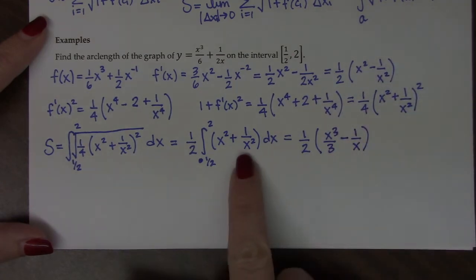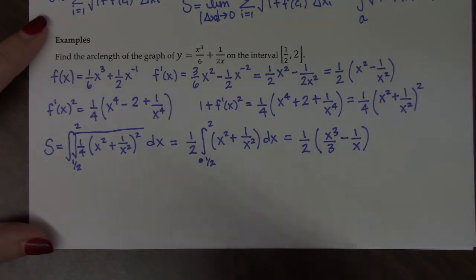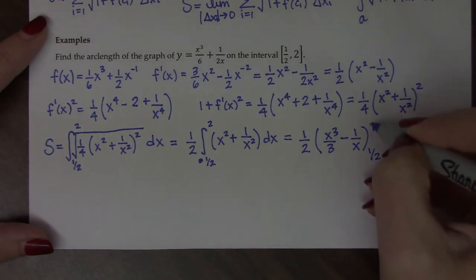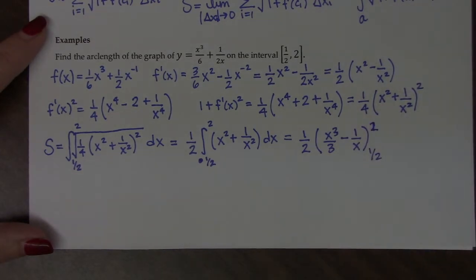So now I can integrate with a very simple power rule. Don't forget, this is the same thing as x to the negative 2. So when you add 1, you'll get x to the negative 1, and then you divide by negative 1. So that's why it becomes negative 1/x. And I'm going to integrate that from, or plug in, 1/2 to 2.